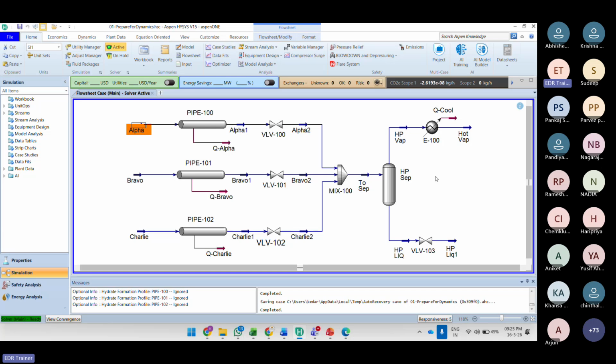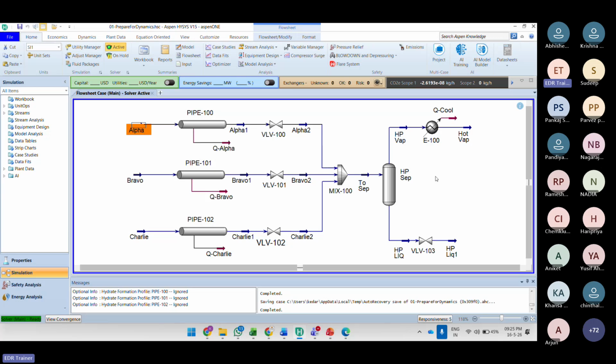Okay, so what we are going to do is the following tasks. One is the equipment sizing, then define the pressure and flow specification, and then move to the dynamic mode. So these are the three steps that we have already discussed in our presentation. The same we are going to demonstrate in this particular workshop.